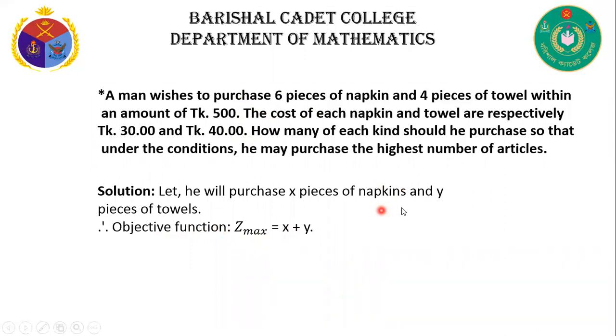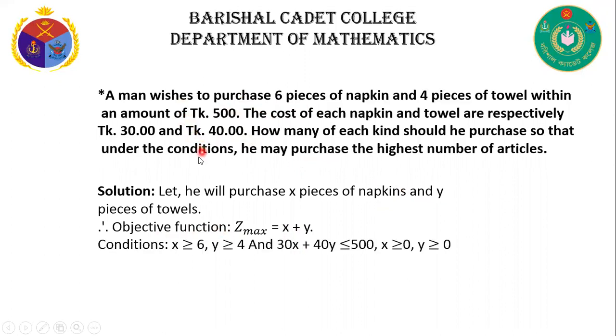And the given conditions: a man wishes to purchase 6 pieces of napkin. That means at least 6 pieces. That's why we can write X greater than or equal to 6, and 4 pieces of towel. That means Y greater than or equal to 4.